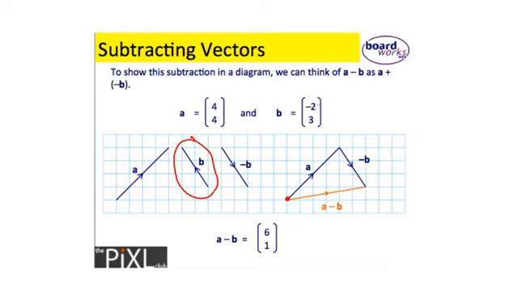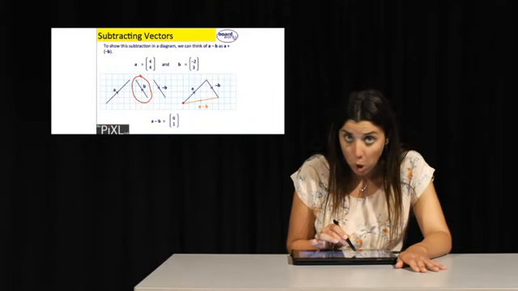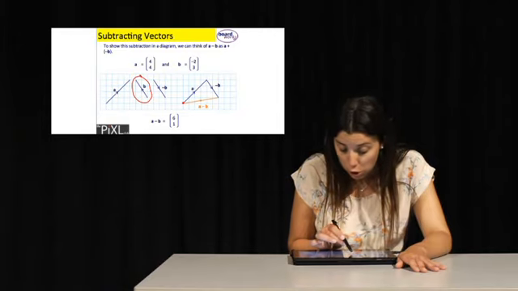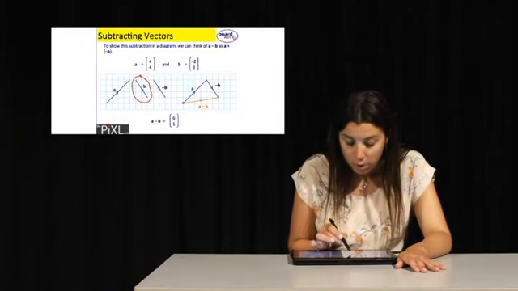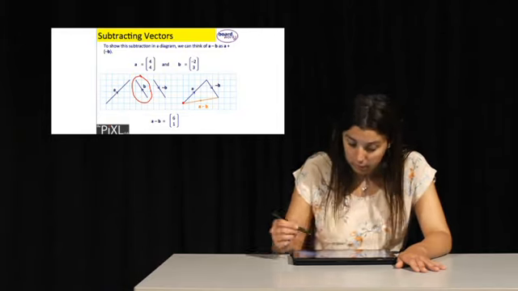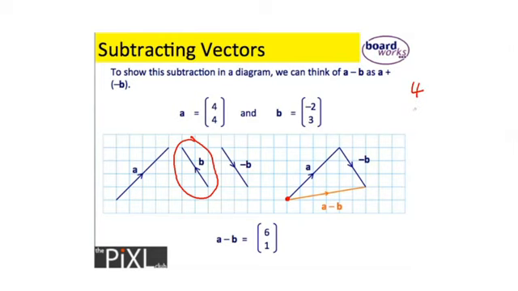So our B vector is 3, negative 2. We're going to be going in the opposite direction. 2 right, positive, 3 down, negative. So we have 4 and 4 for our first vector A, and then we're actually going negative B, not B. So it's 2, negative 3. And that's where our 6, 1 comes from.